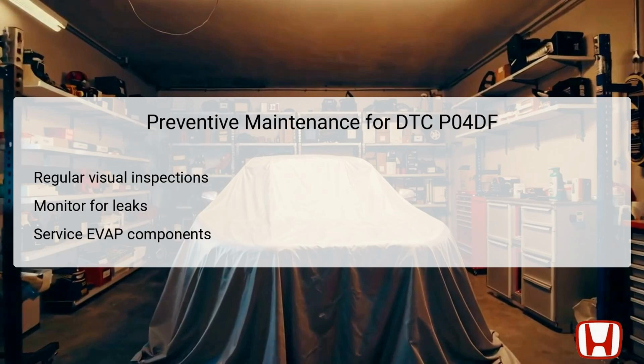Preventive maintenance is paramount to avoid the recurrence of issues that lead to DTC P04DF. Regular visual inspections of the EVAP system can help identify problems early on, such as signs of wear on hoses or connections. Monitoring for leaks around the EVAP canister purge valve and the surrounding areas is crucial, as undetected leaks can lead to significant system anomalies.